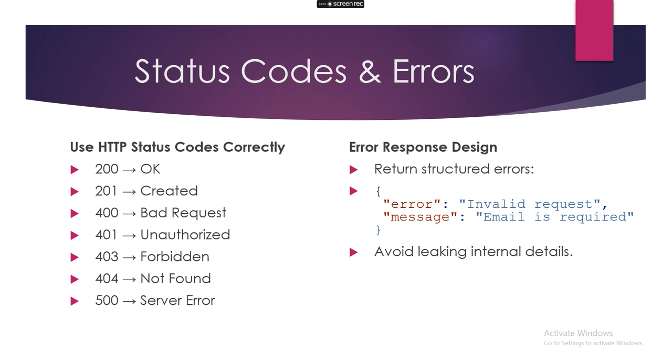So you want to use generic messages. For example, error: invalid request, message: email is required. You don't want to do that. Instead, you want to just say a generic message here, like validation, field missing, or authentication failed. Something like that.